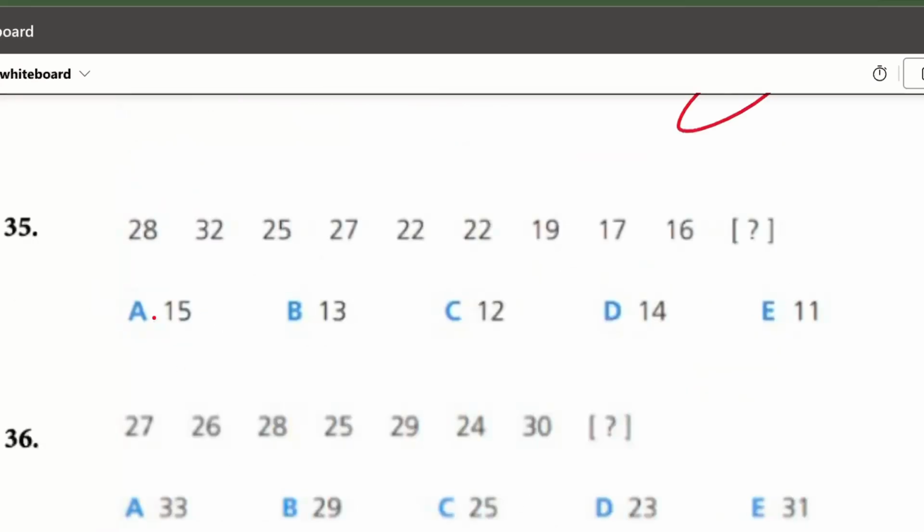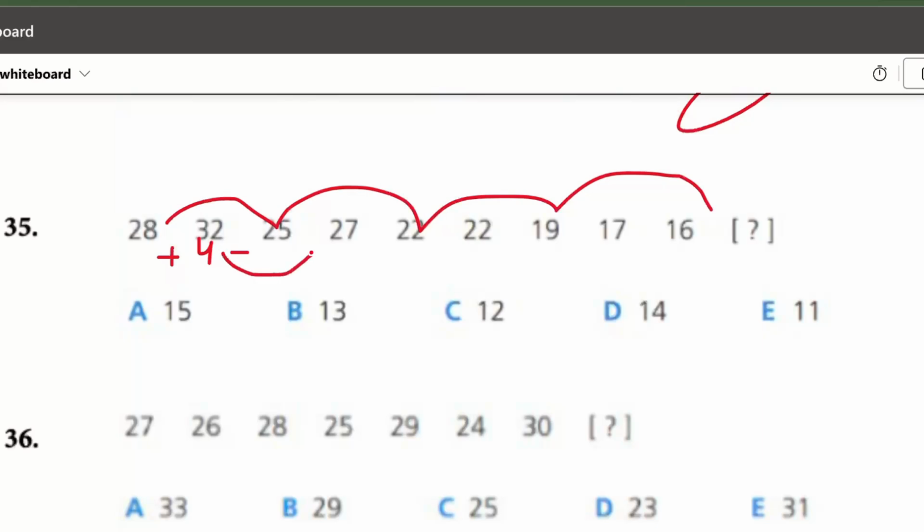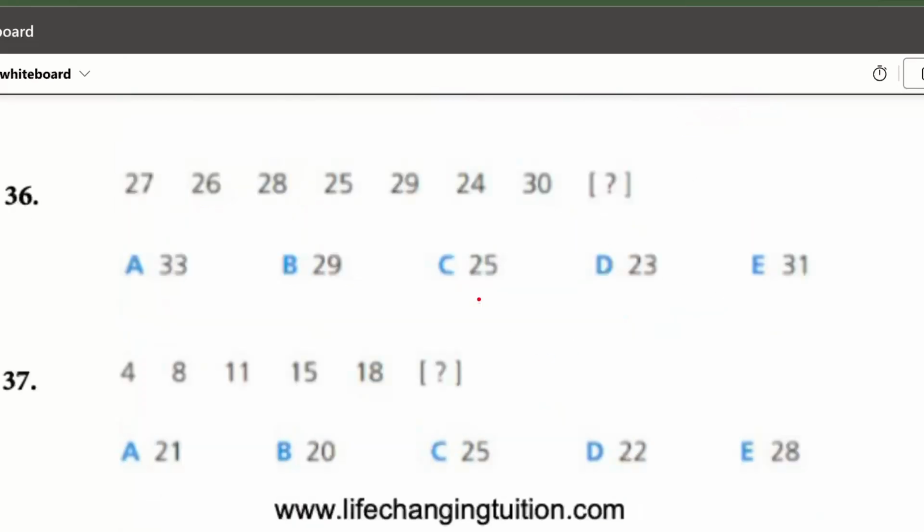Question number 35, we have to add 4. We have to minus, actually over here we can do minus 3, minus 3, minus 3, minus 3. We get 16. So then this alternating has to be add 5, add 5, add 5, add 5, which is going to be, we're subtracting 5. So 17 minus 5 is going to be 12.